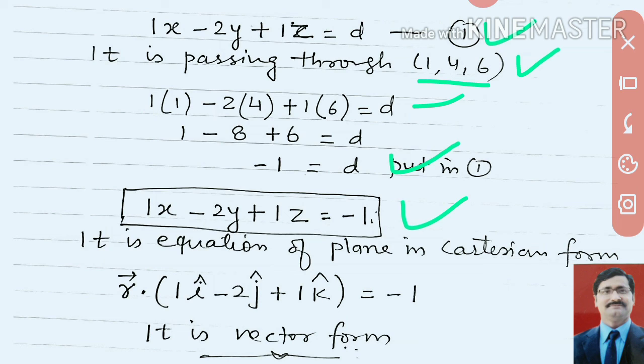This you have to change into vector form. You already know how to change into vector form: r dot, you write 1i minus 2j plus 1k equal to minus 1, and it's the vector form. Look here, you should know how to change from Cartesian form to vector form and from vector form to Cartesian form.